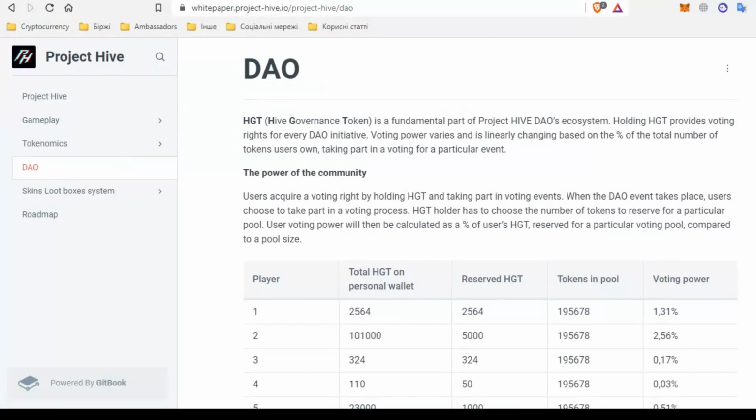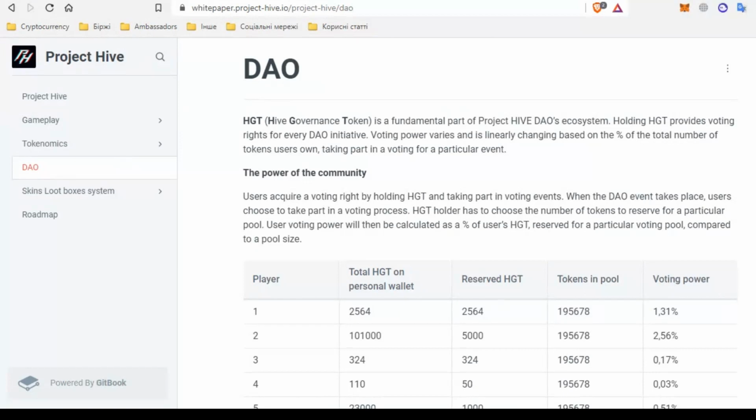For example, if you have 0.1% of the total pool and another user has 1% of the total pool, the second user's voting power is much higher than yours, and this voice will have more power and influence on a certain event. So the more tokens you have, the better for voting. That's clear, let's move on.